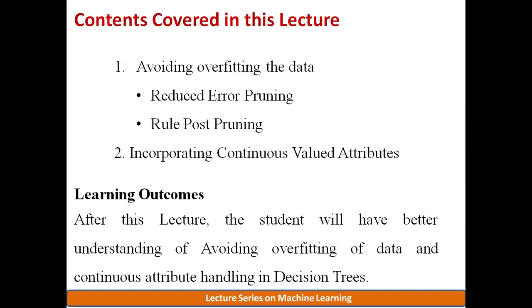In the current lecture, we are going to study the issues of machine learning, that is avoiding overfitting the data with respect to reduced error pruning and rule post pruning. These are the two methods that are used to avoid overfitting the data in decision trees. Then second is incorporating continuous valued attributes, which is also one of the important issues in machine learning.